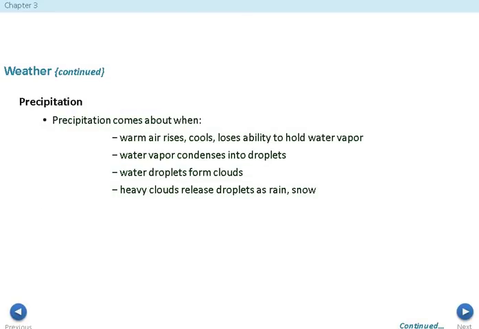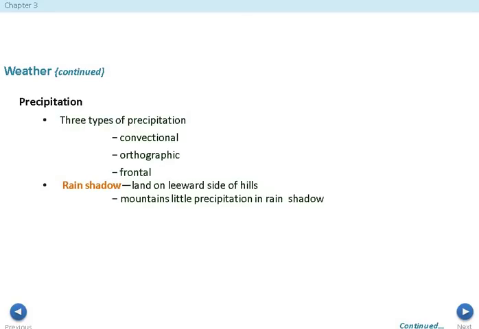Precipitation comes about when warm air rises, cools, and loses the ability to hold the water vapor. Water vapor condenses into droplets like we just said, and then water droplets form from clouds. Heavy clouds release droplets of rain and snow, and so what we see is that the more water vapor you have, the more likely you're going to get a lot more precipitation. Now there are three types of precipitation: convectional, orographic, or frontal. We don't go into those too much, but those are basically the different types.